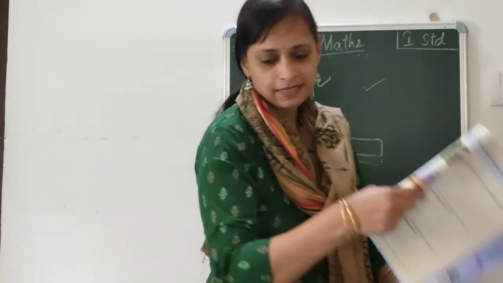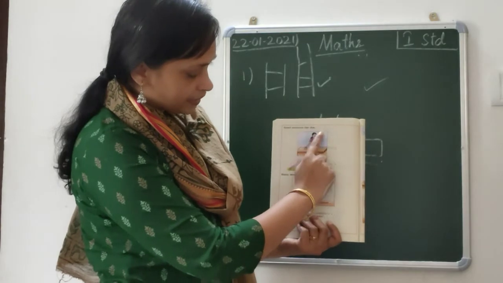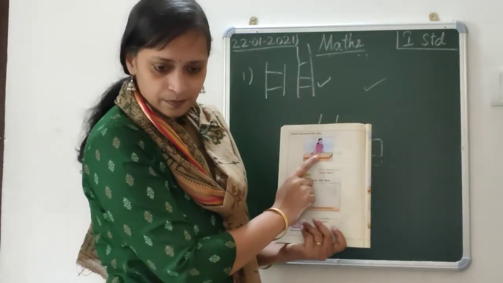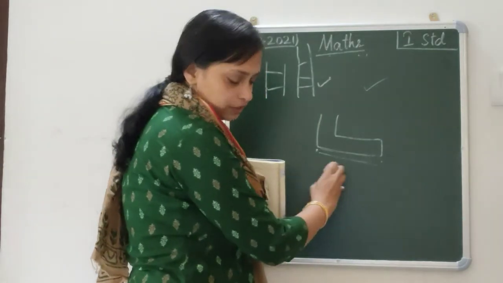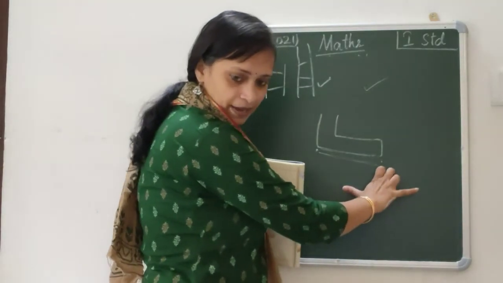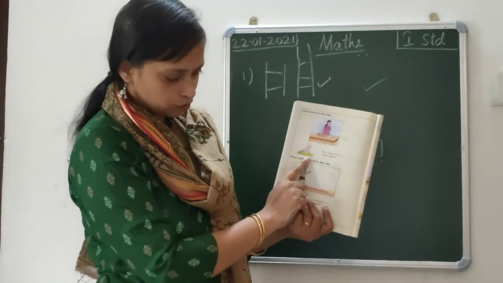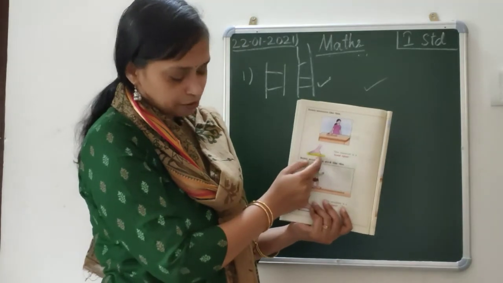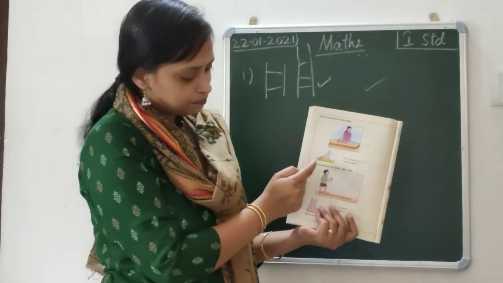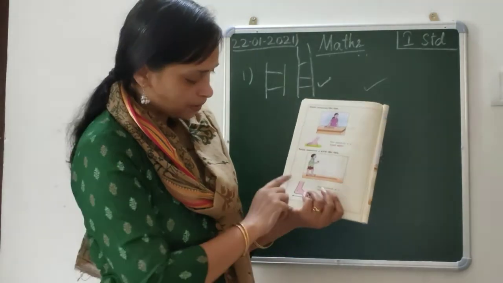See here on page number 178, Gauri measures like this. How is she measuring this? The flowers that she's got, she's using a hand span. This measure is a hand span. If you see, the picture shows clearly the distance from the tip of the thumb till the tip of the little finger. This is called the hand span.